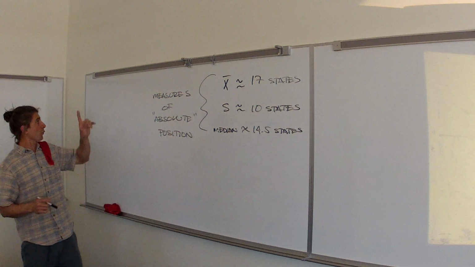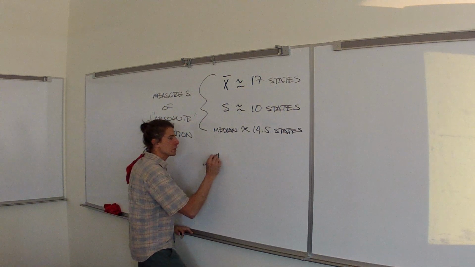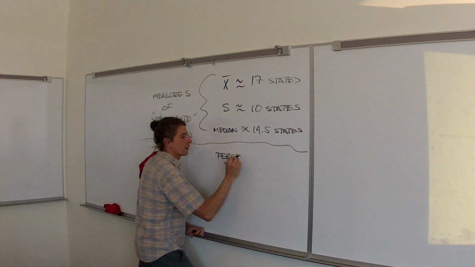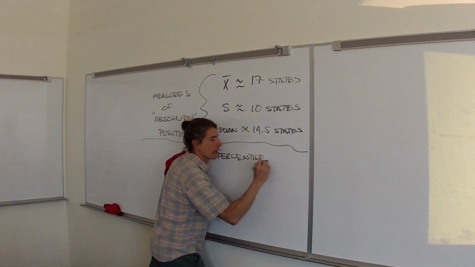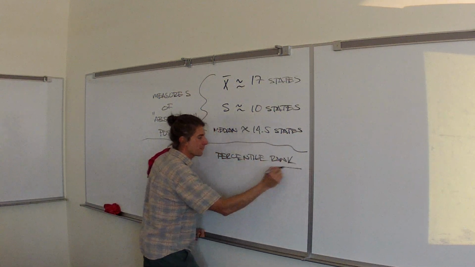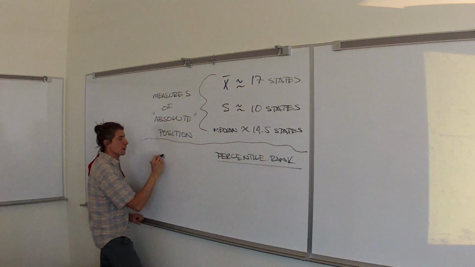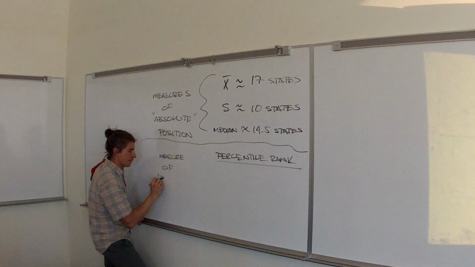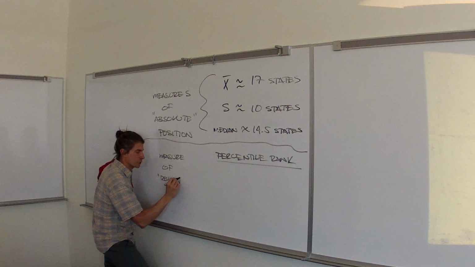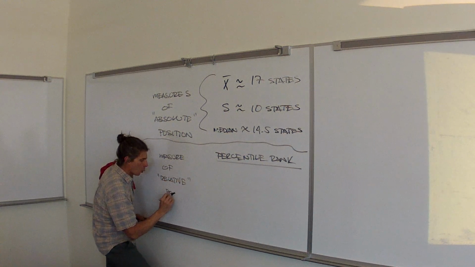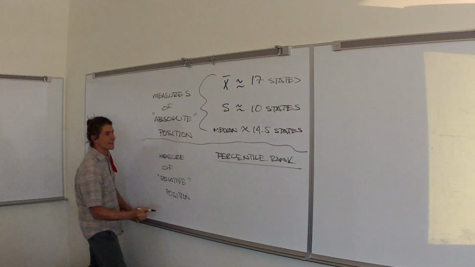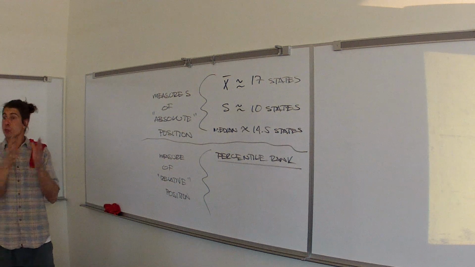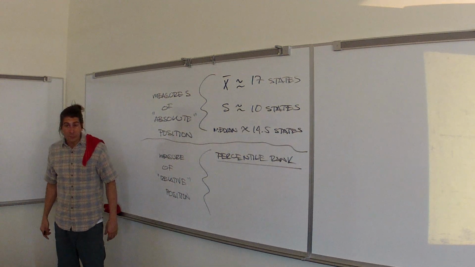So let me come over, let's put it down here. So percentile rank. Draw a line here. Percentile rank. Okay? This is an example of a measure of relative position. Exactly. Why do you think I call it that? Relative. Relative to what? I mean, the idea of relative is relative to something. So relative to what?